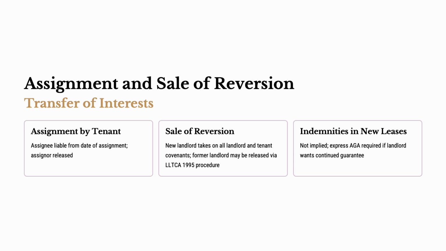Under old lease law, indemnity covenants were implied by statute on assignment. The 1995 Act removed this. If the landlord wants continued protection beyond the immediate assignee, they must require express AGAs. This shift places more emphasis on due diligence when accepting assignees and on properly drafted AGAs where continuing security is needed.